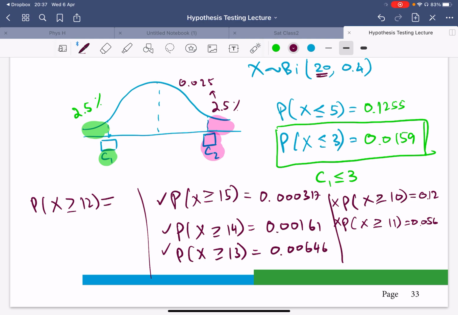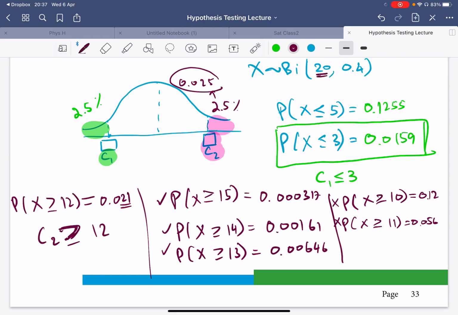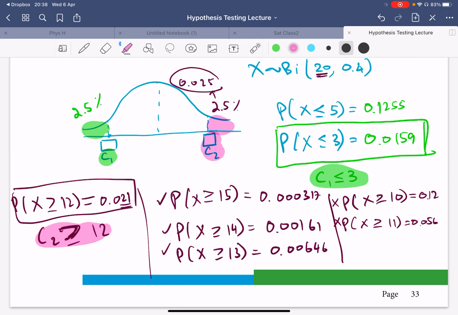12 gives me 0.021. Makes sense, still less than 2.5%, right? So C2 is greater than or equal to 12. This works. So my answer for the left side is this, and for the right side is this. Okay, all right, move on.